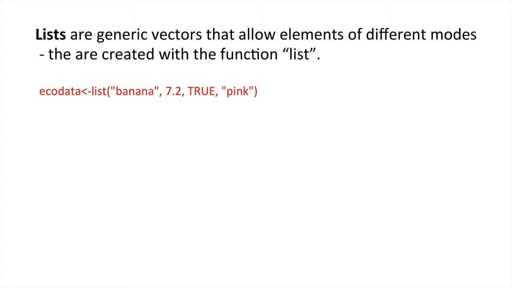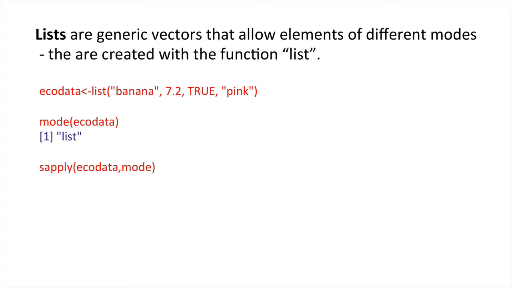So here's some ecological data, for example, and using the list function we might have banana, 7.2, true and pink. What is the mode of that eco data that we have defined in this way? Well, the mode is a list. But we can also inspect the individual elements within that list to find out what their modes are.